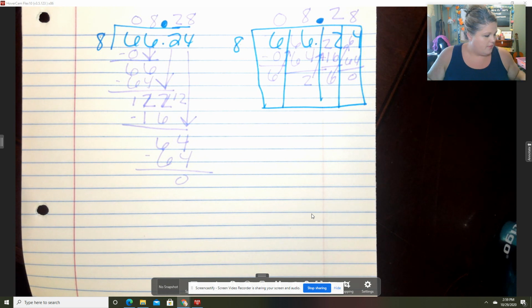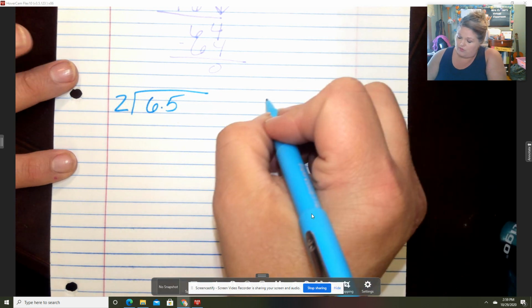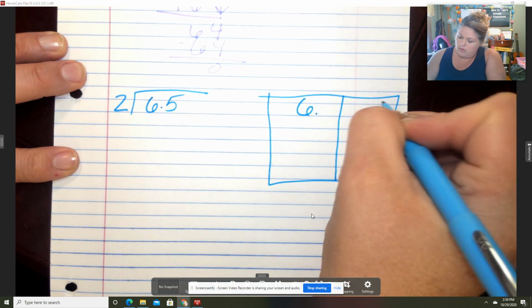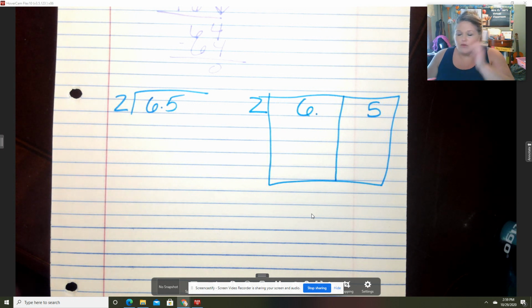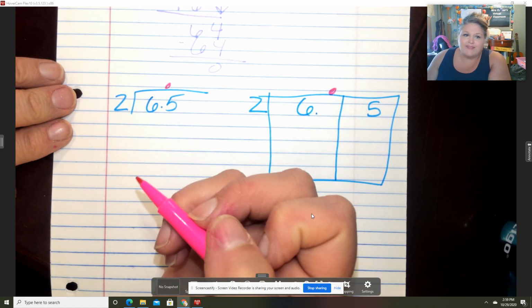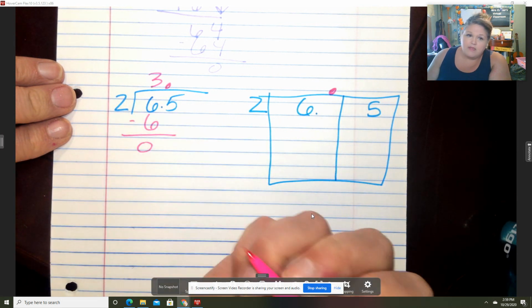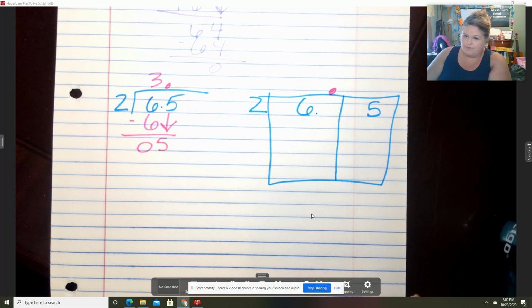Let's try another problem. All right. 6 and 5 tenths. Divide that by 2. The first thing you do is bring up your decimal. 2 goes into 6 3 times. 3 times 2 is 6. I subtract that. That is 0. Bring down my 5. This one's going to be a little tricky, okay?